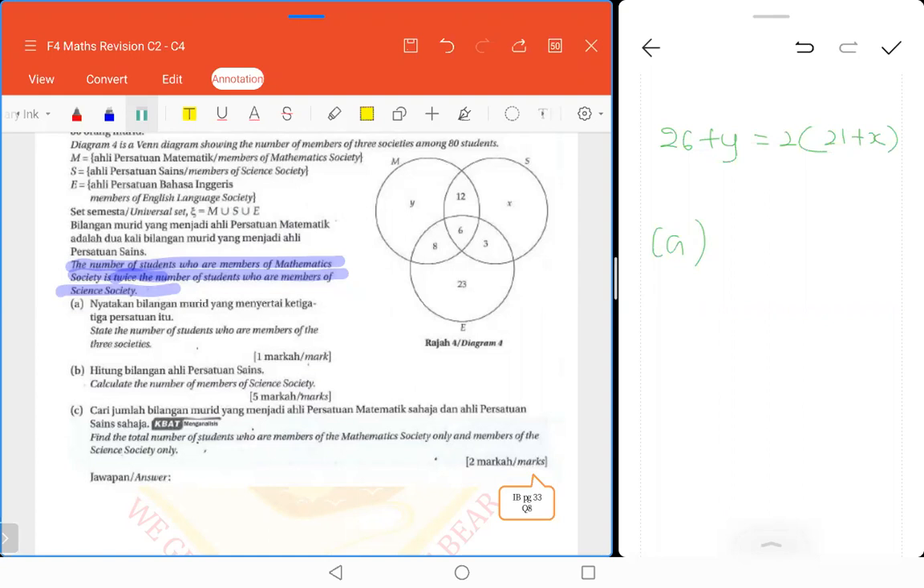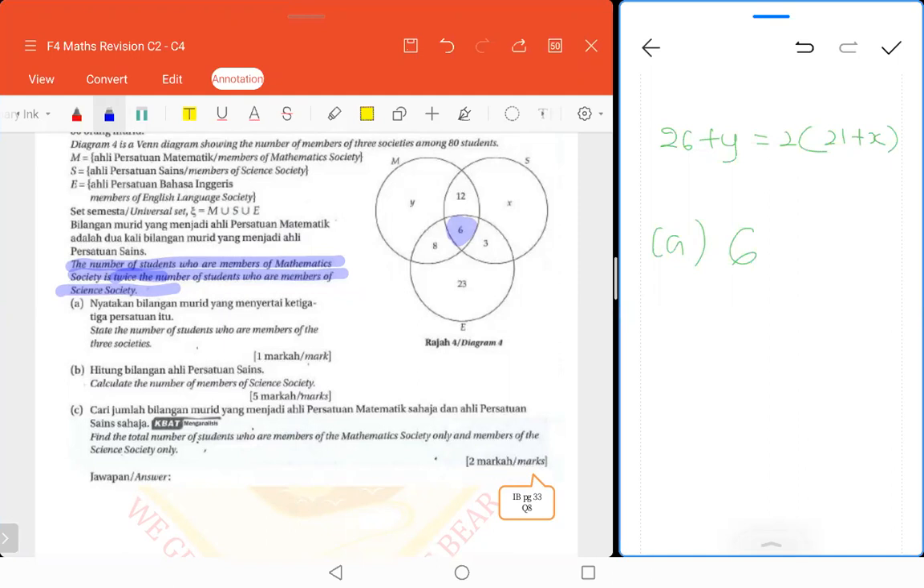Okay, good. 6. Yeah. So this is the common area for 3 circles. So 6 students are joining all 3 societies. Okay, so this one is 1 mark. B, calculate the number of members of the Science Society. Okay, how to find it? Next, B, 5 marks.